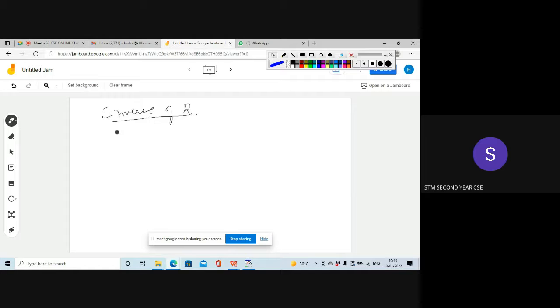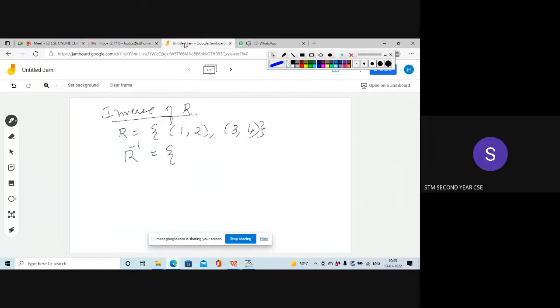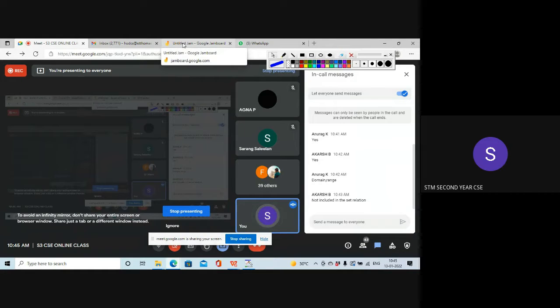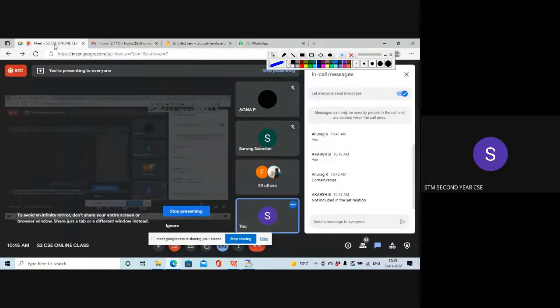Inverse of a relation R means if you have a relation R equal to {(1, 2), (3, 4)}, then what is R inverse? Can you say what is R inverse? As per this, what is R inverse? Can you just type in the chat box what is R inverse? Are you there? I'm sure 40 of you are there, but nobody is responding.